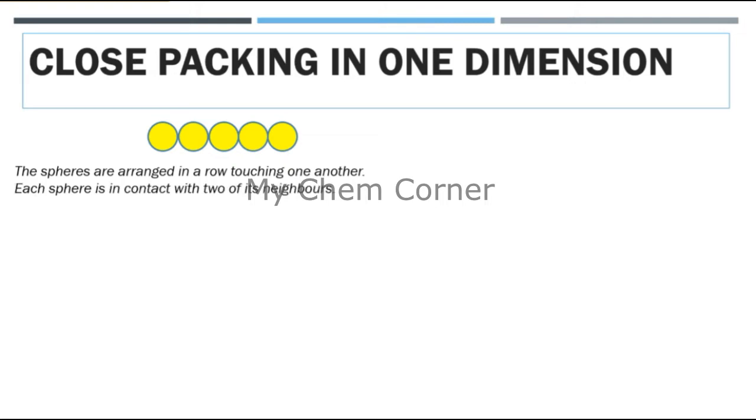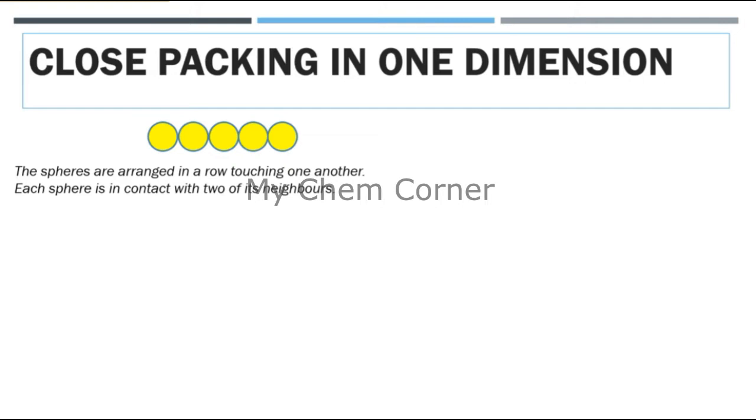That's why we say solids are closely packed. Now each sphere is in contact with 2 of its neighbors. So here if you see, I'm taking the second atom. Which are these other atoms that it's in contact with? The first atom and the third atom. If I'm taking the third atom, it is in contact with the second and the fourth one. If I'm taking the fourth atom, it is in contact with the third and the fifth one. So in this case, each sphere is in contact with 2 of its neighboring atoms.